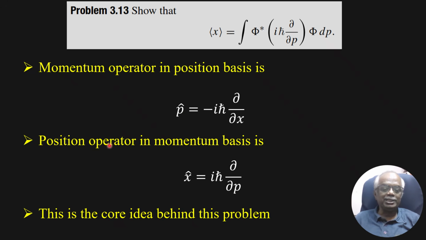What is the position operator in the momentum basis? That is, x hat is equal to i h cross ∂/∂p. We have to prove that this is the position operator in the momentum basis. That is very important. This is the core idea behind this problem.